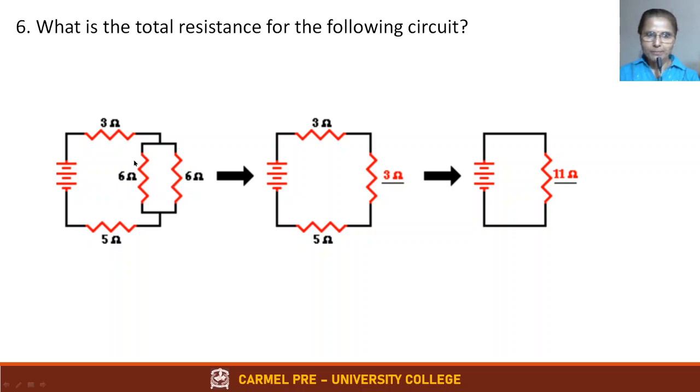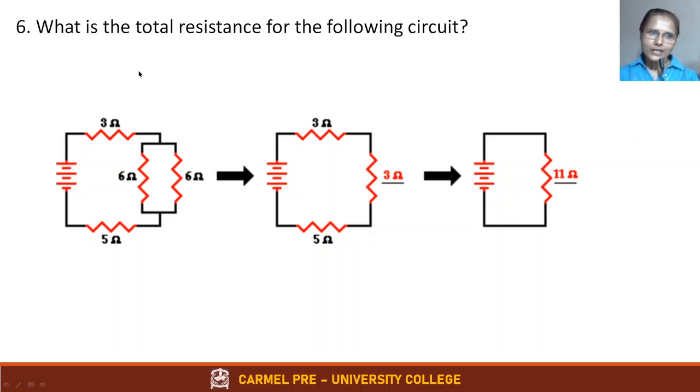When you convert the parallel combination into a single resistance, you saw that the same current flows through all the resistors. That means all three are in series. When they are in series, all you have to do is add them all. 3 plus 3 is 6, 6 plus 5 is 11 ohms. So this can be replaced by one single resistance of value 11 ohms.